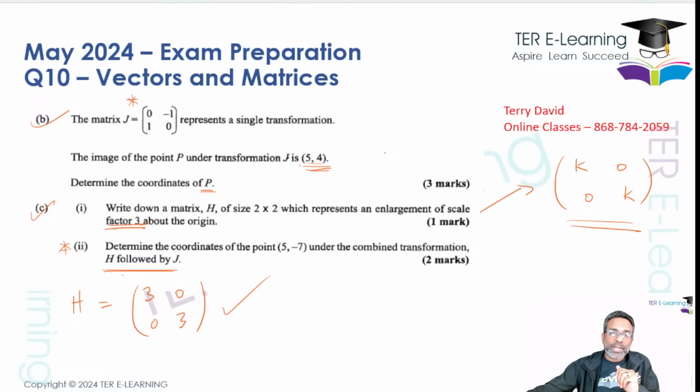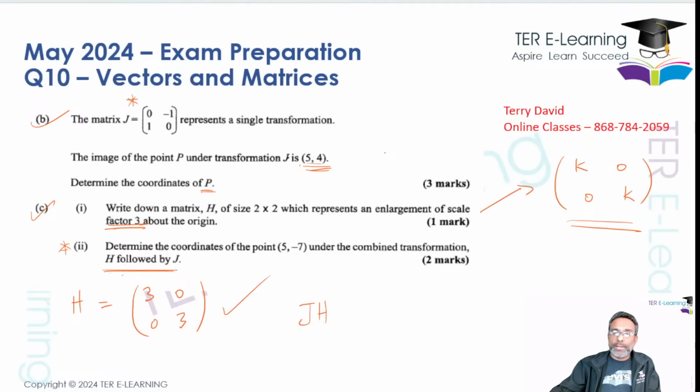Now, what I would tend to do for a question like this, I would find my combined transformation first. That is what I would do. So here's how I would work this problem. Since I said H followed by G, it means that H is taking place first and then G is taking place after. So what I would do, I would find the matrix product GH.